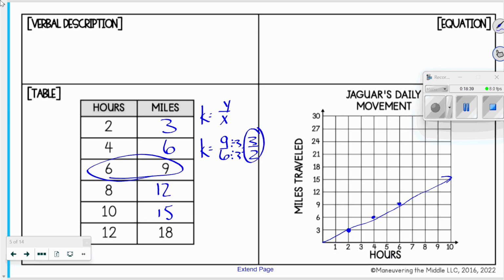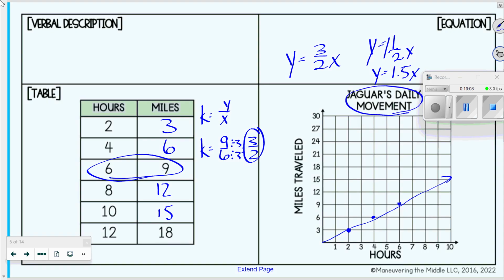So I can now say that y equals 3/2 x. Now we're getting into our advanced math. That's acceptable as an improper fraction. However, if you wanted to rewrite this as y equals 1 and 1/2 x or y equals 1.5x, any of those would be acceptable as answers in there. Again, now we're looking at what we're talking about.